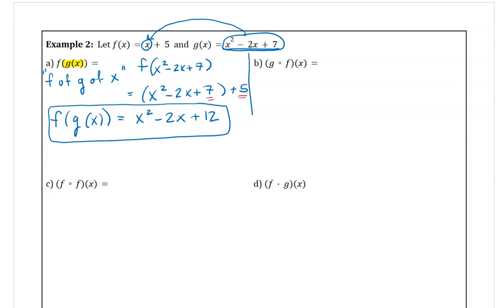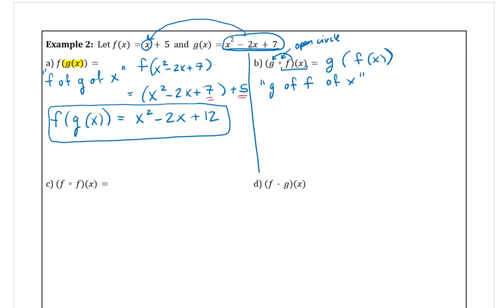In part B, it wanted us to take a look at what happens when we reverse the order. By the way, this notation, this open circle right here, means we're going to take all of F of X and actually plug it into G. It doesn't mean G of X times F of X. It means G of F of X. And the order does matter.